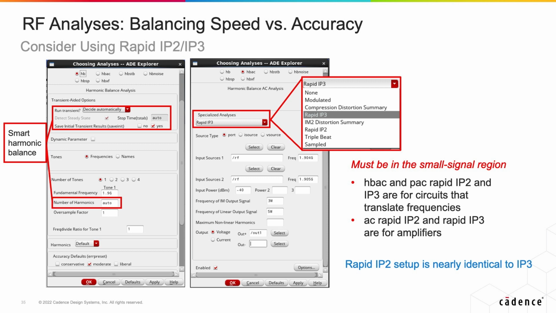It's your choice. So, how do you set up for rapid IP2 or rapid IP3? This form kind of gives you an idea. You use HBAC or PAC for rapid IP2 and IP3, and this is how you can set up the form.